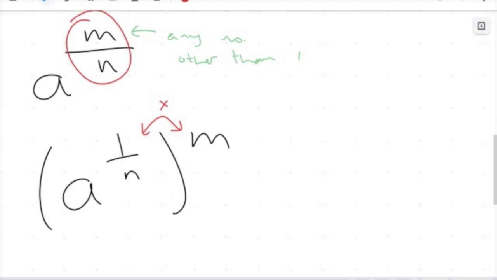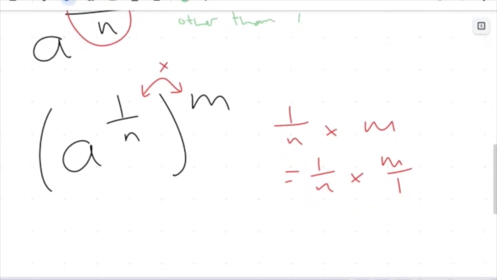Now, just so we can clarify how this works, 1 over n times m is the same as 1 over n times m over 1. We're taking a fraction of a quantity, so we know that this guy will just get multiplied up on the numerator. So we end up with m over n. So this deconstruction that we've come up with here works.